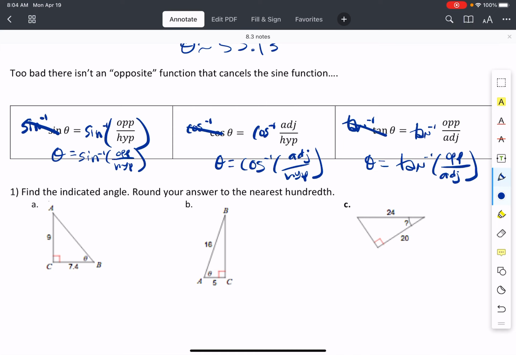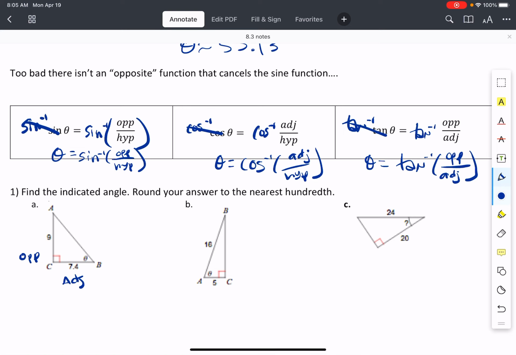Why tangent, Victoria? Because the H isn't there. Because I have the 9, which is the opposite side. Good job, Victoria. And the 7.4, which is adjacent, and I don't have the hypotenuse. So I could use sine or cosine, but then I'd have to do the Pythagorean theorem to find the hypotenuse, which is a whole another step I don't need to do when I can choose which trig function to use. Does that make sense? Okay.